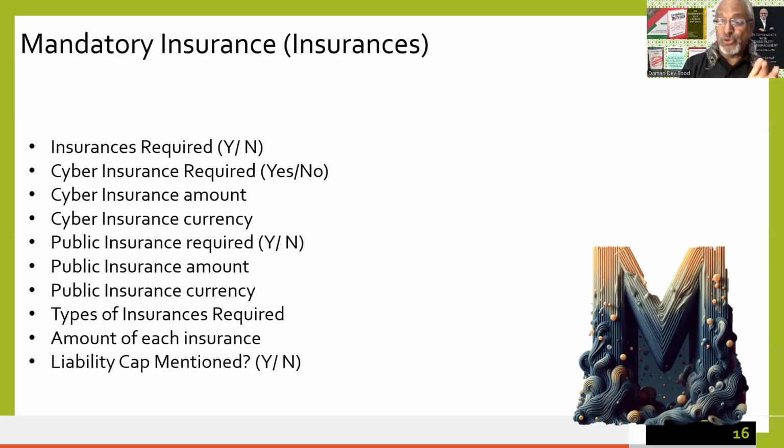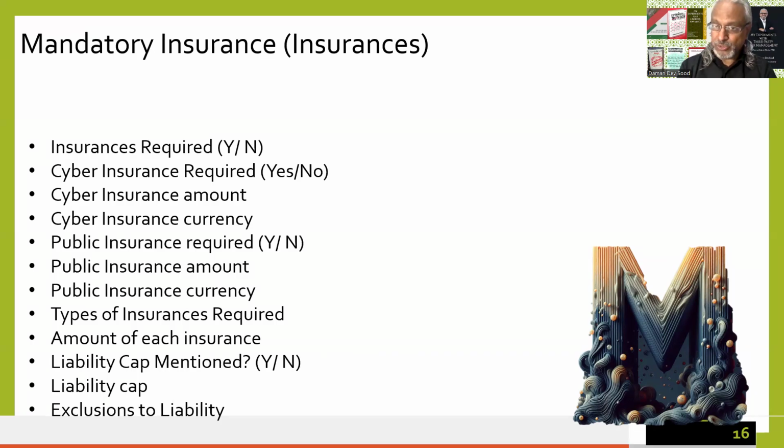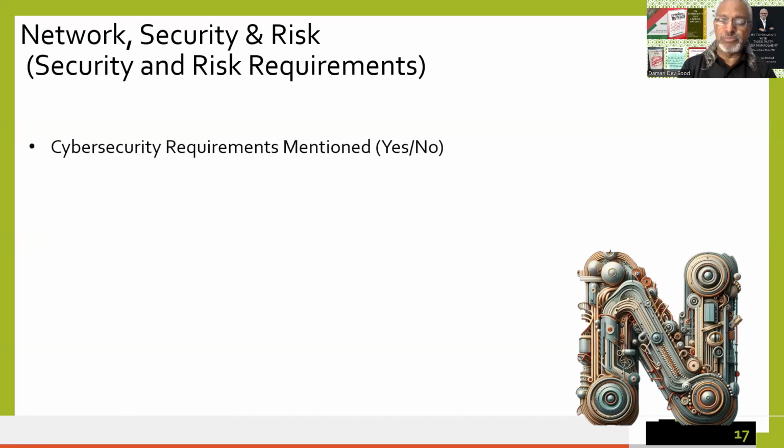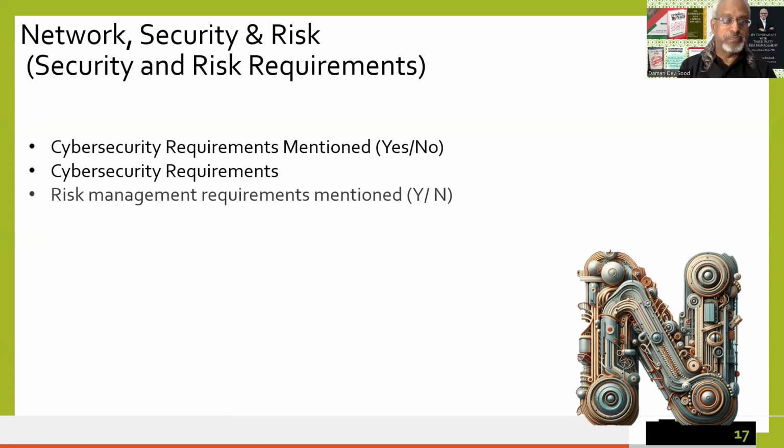Have you or would you like to mention a cap on liability? Are there any exclusions? All this should be defined in the contract specifically. Have you included an indemnity clause? N stands for network security and risk requirement. So cyber security requirements mentioned, yes or no, and what are those requirements? What do you expect your third party to do with respect to cyber security in their environment, in their company?